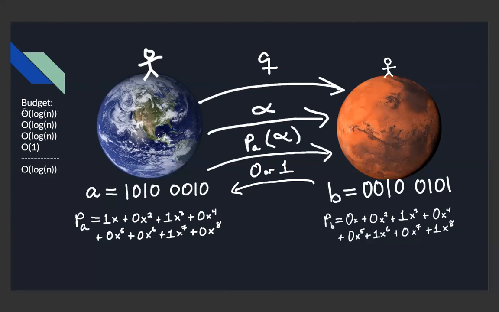So first of all, are we within budget? Yes, because we sent log n many bits to send q, log n many bits to send alpha, log n many bits to send PA of alpha, and then Bob has to send 1 bit back to make sure they both know the answer at the end of the day. This is like 3 log n, which is of course O of log n.